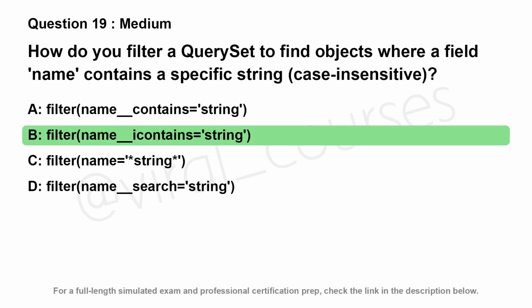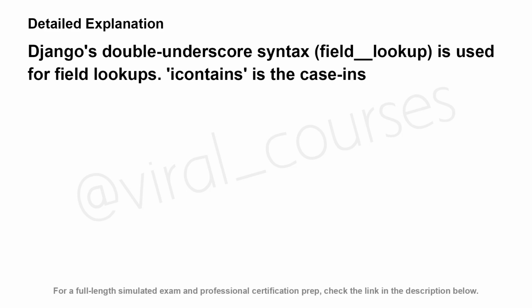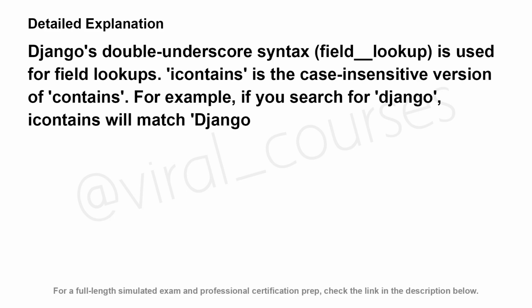The correct answer is B. Django's double underscore syntax, field__lookup, is used for field lookups. icontains is the case-insensitive version of contains. For example, if you search for Django, icontains will match Django, django, and DJANGO.